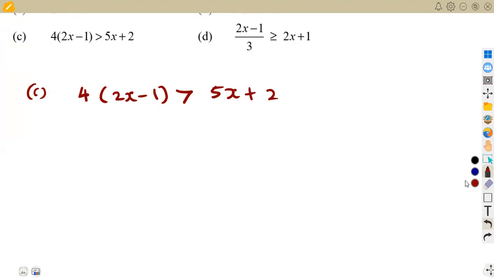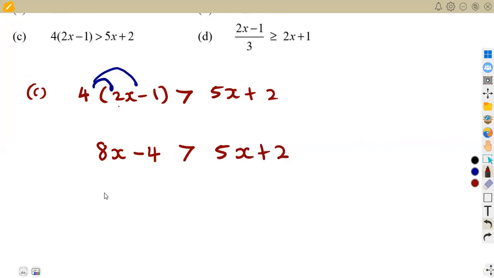Brackets, distribute everything by 4 here. So we're going to multiply by 4 into everything. So that's 4 times 2, which is going to be 8x. 4 times -1, which is -4, is greater than 5x plus 2. In this case, just like an equation, we take these and transpose them, and that does not affect the inequality sign. So it remains as it is.